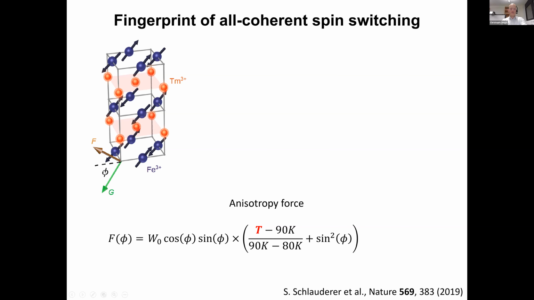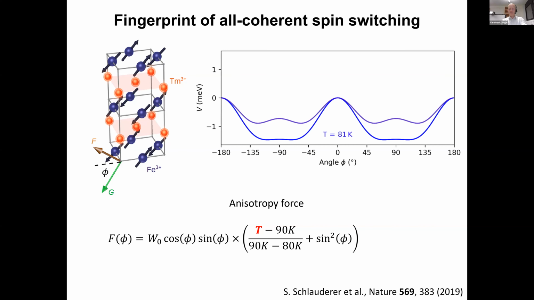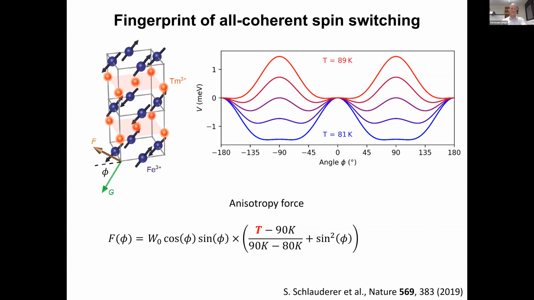So that we call phi. Now we have an anisotropy force in this material, which is just governed by the spin orbit interaction. So this is known from literature. And in this spin reorientation phase transition of 80 to 90 Kelvin, I'm just plotting here for reference a couple of these potentials as a function of this angle. So they have 4 local minima in each case, which shift with temperature.